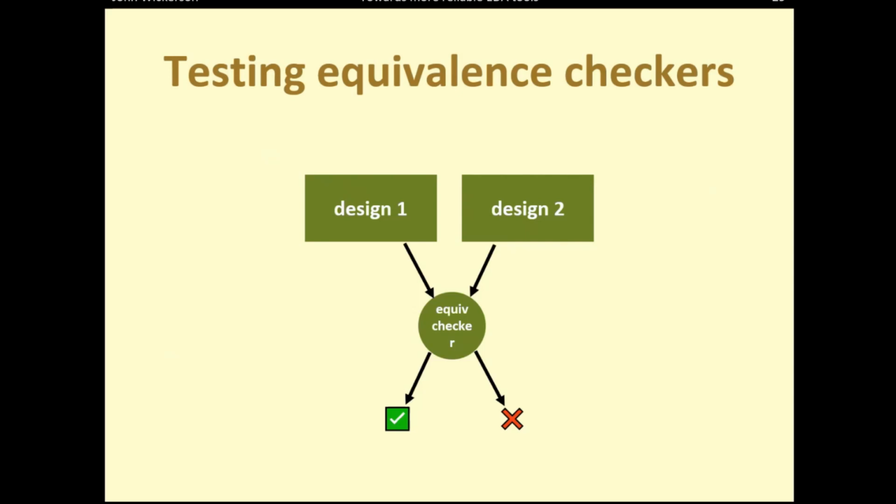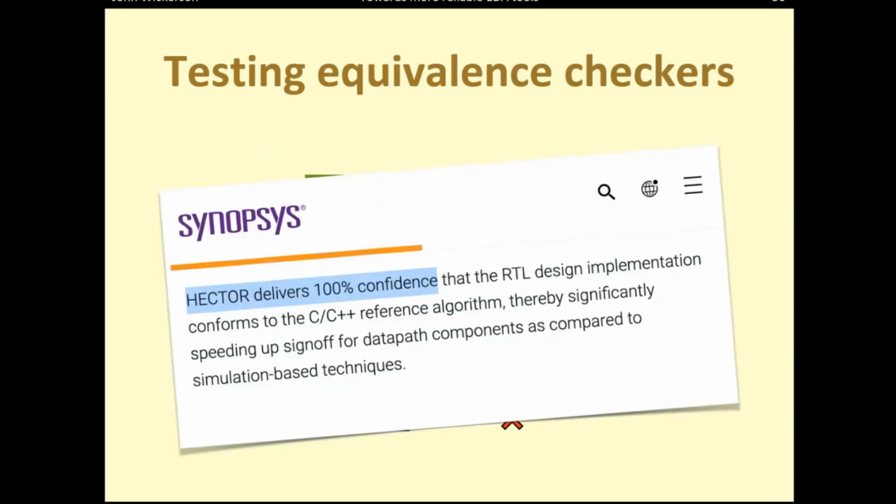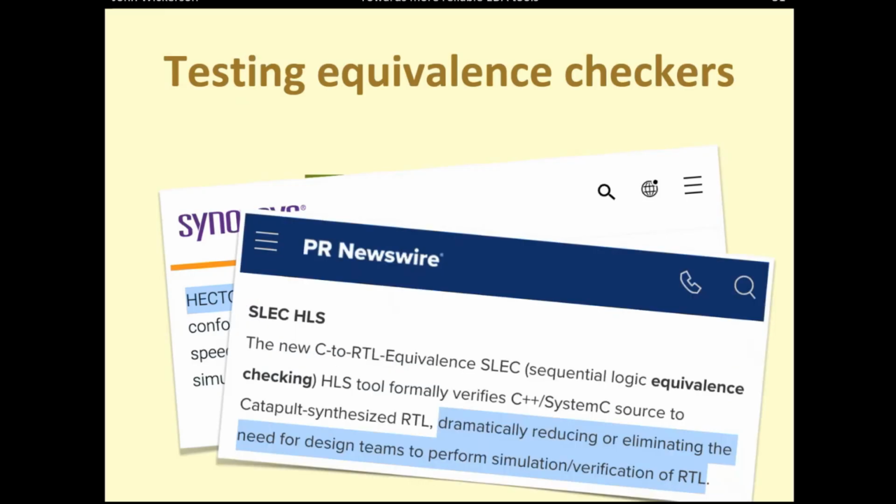Equivalence checkers are important. And you can see the stakes because if you look at the marketing material from companies like Synopsys, they'll talk about their equivalence checkers as giving 100% confidence, and they talk about the fact that this equivalence checker speeds up sign-off. The idea is that if your equivalence checker says that your RTL is equivalent to your C specification, and you have done all of your formal verification on your C specification, you know that that's correct, and you know that it's equivalent to this RTL, then it's basically saying, yeah, if Hector says it's okay, then go ahead, fabricate your chip, you'll be fine. Synopsys says the same kind of thing about its SLEC tool.